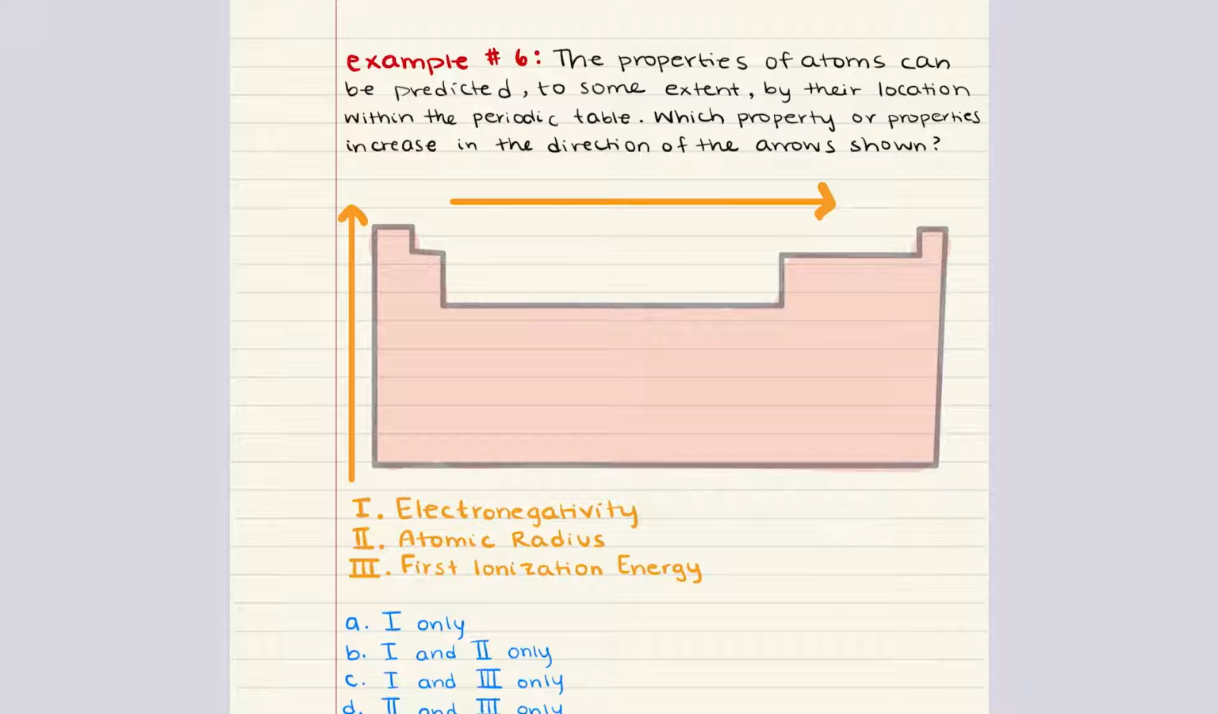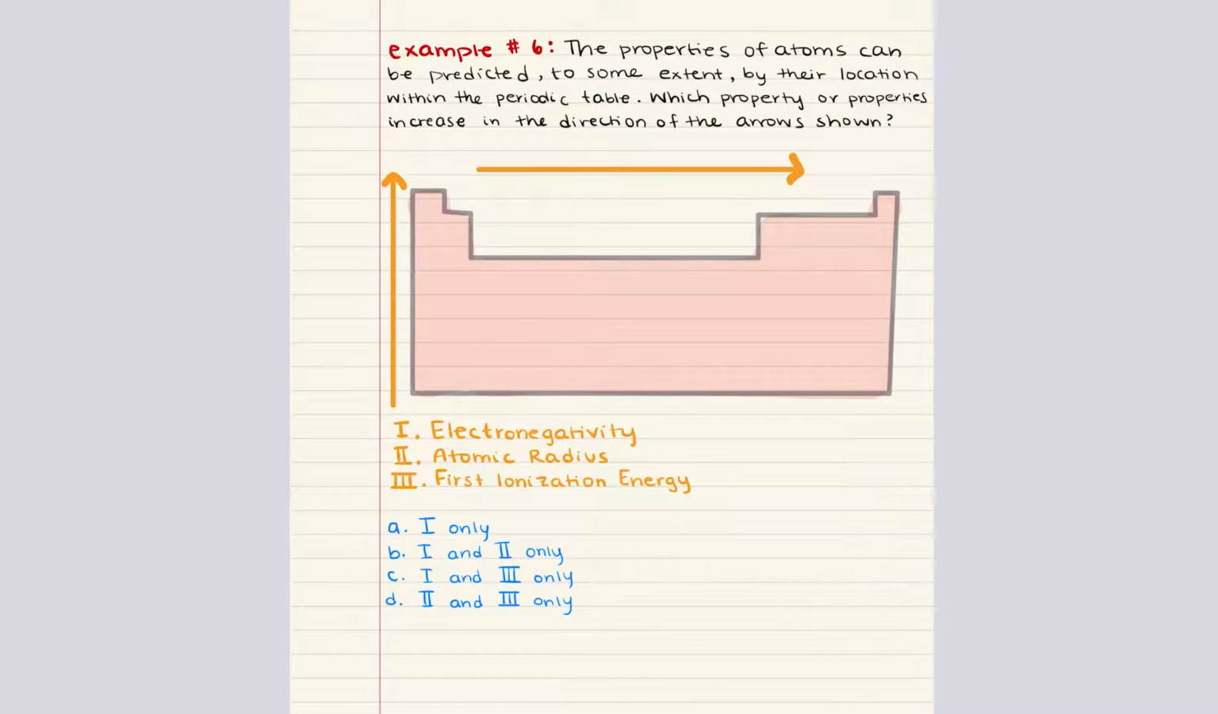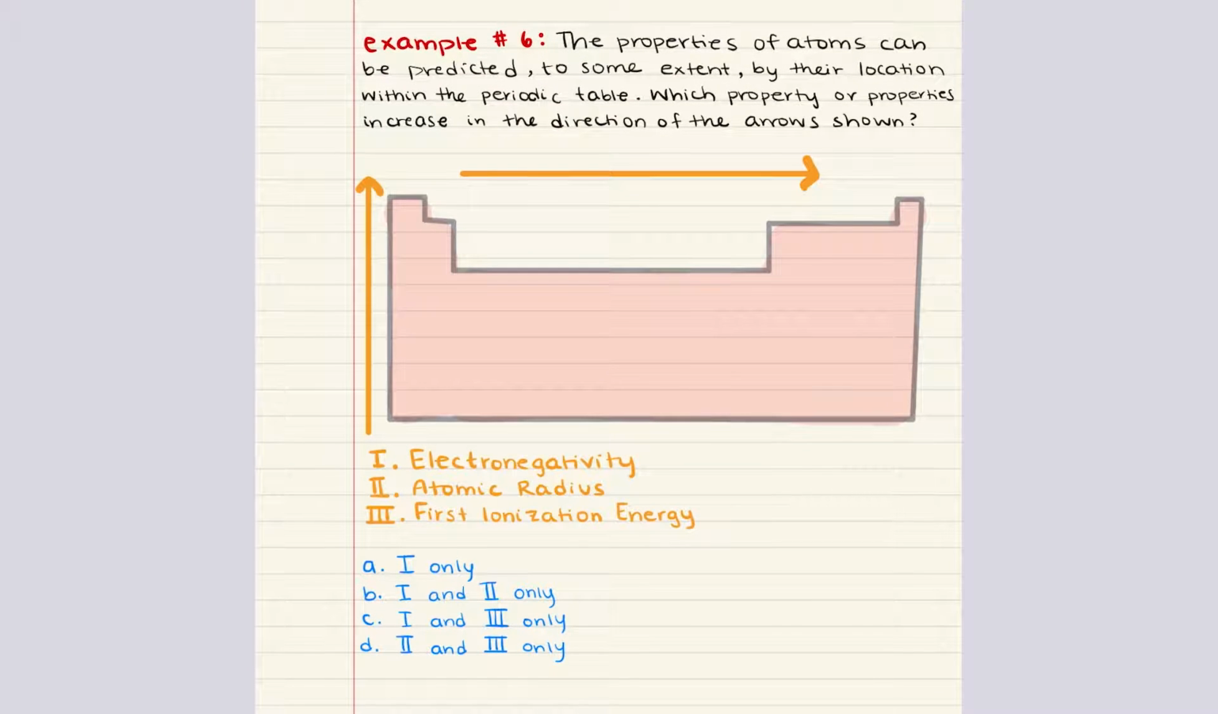Electronegativity. This is the ability of an atom to attract electrons towards itself in a chemical bond. Now, reviewing our trends, we said that electronegativity increases going from left to right, and it increases going from bottom to top. So electronegativity follows the trends that are shown right here. Then we discussed atomic radius.